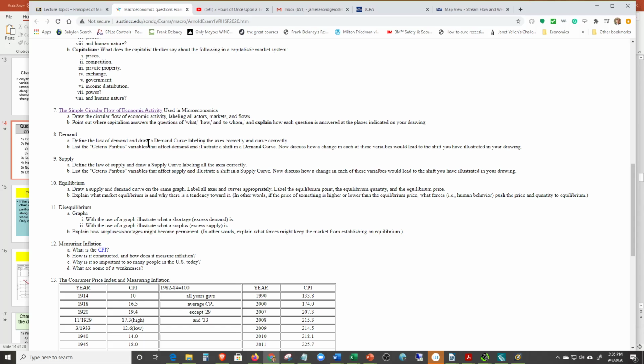Define the law of demand and draw a demand curve labeling the axes correctly and the curve correctly. And then list the ceteris paribus variables that affect demand and illustrate a shift in a demand curve. Now discuss how a change in each of the variables would lead to the shift you have illustrated in your drawing. All right.